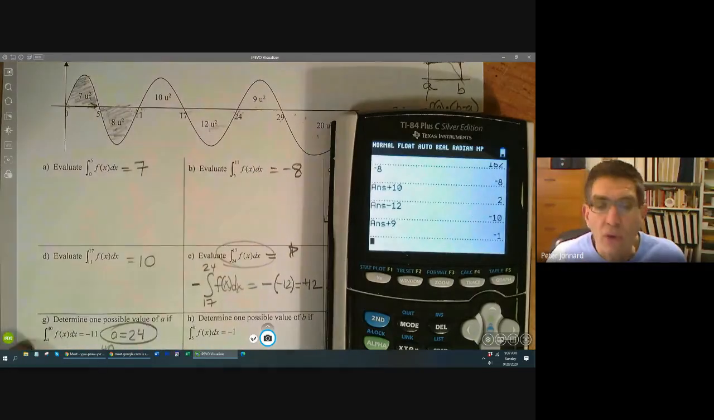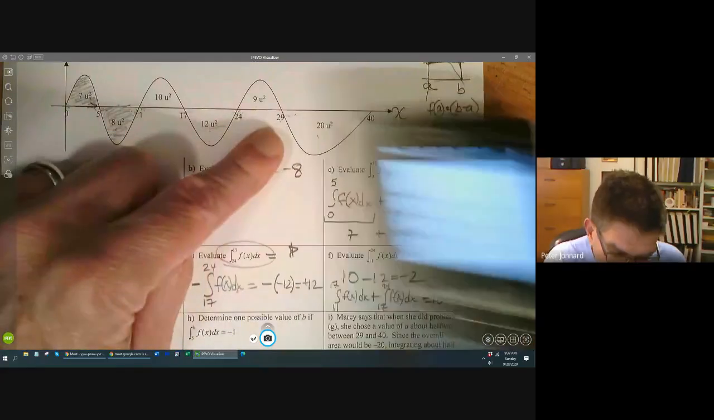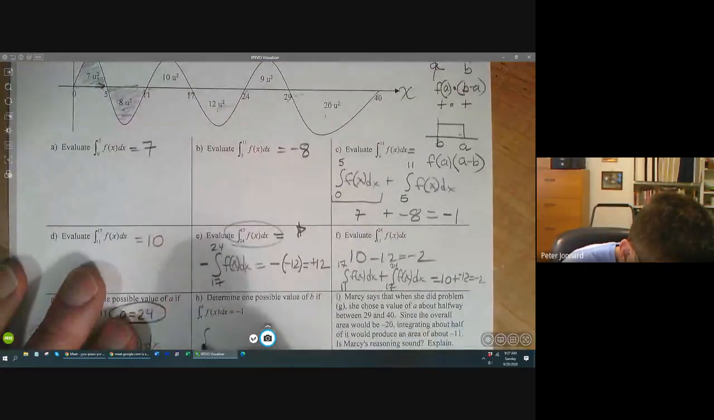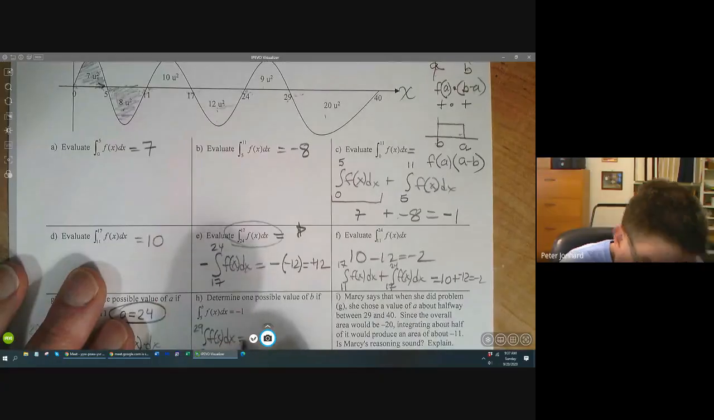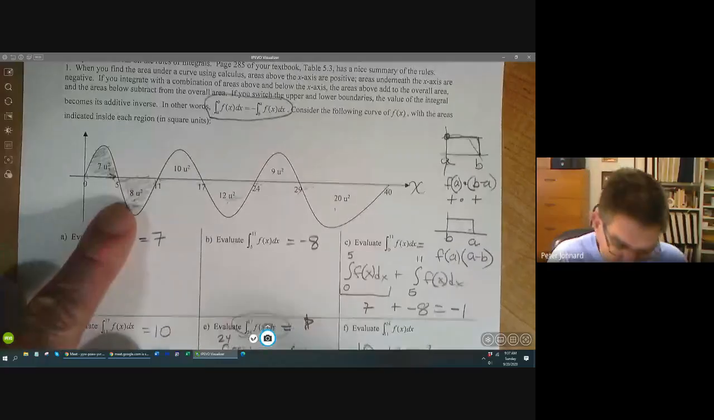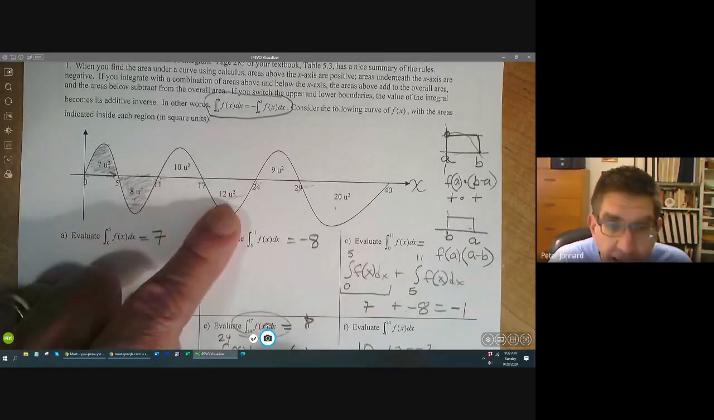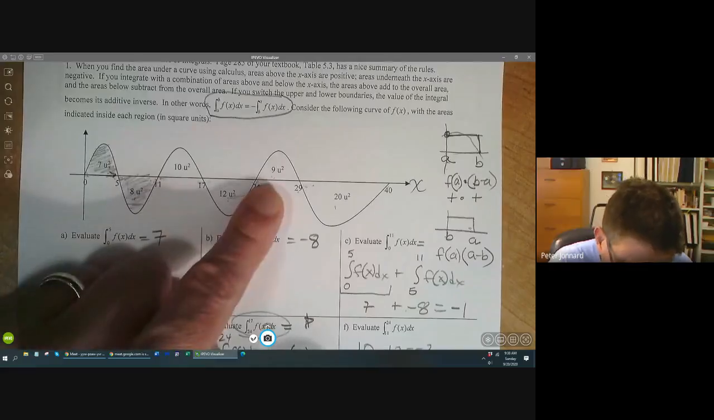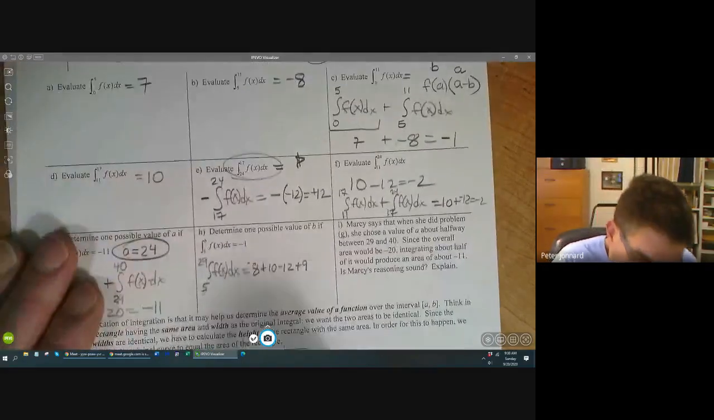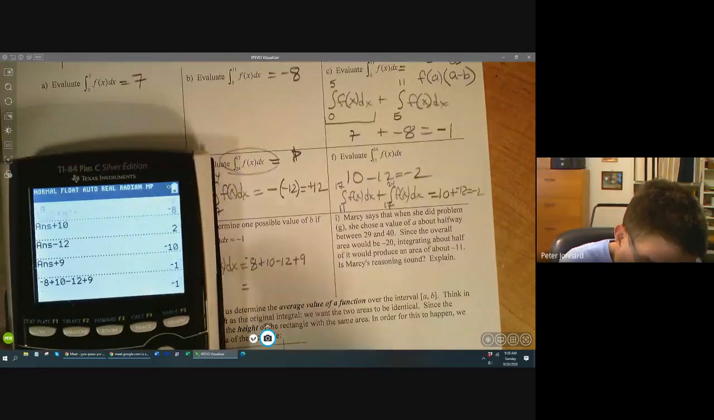And so, to get to here, I'm going to have to integrate to 29. So what I'm saying is the integral from 5 to 29 of f of x dx is equal to, just like I said earlier, starting at 5, negative 8 plus 10 minus 12 plus 9, like so. And if I do that, let's just double check, negative 8 plus 10 minus 12 plus 9, sure enough, equals negative 1.